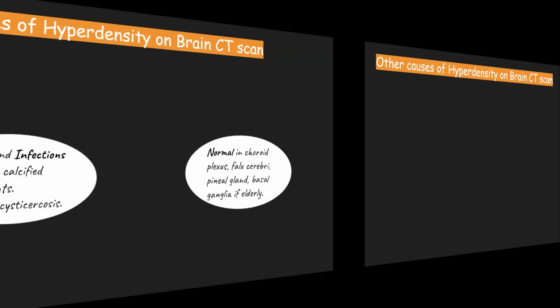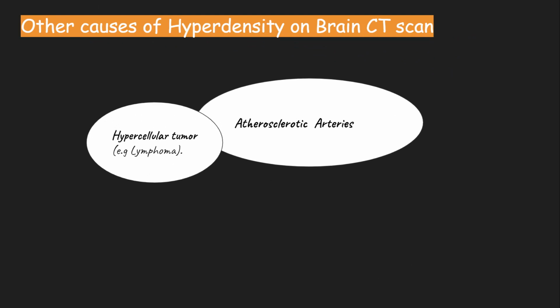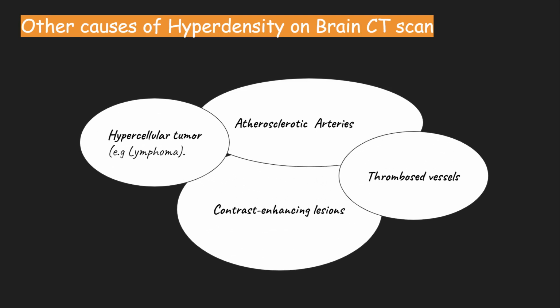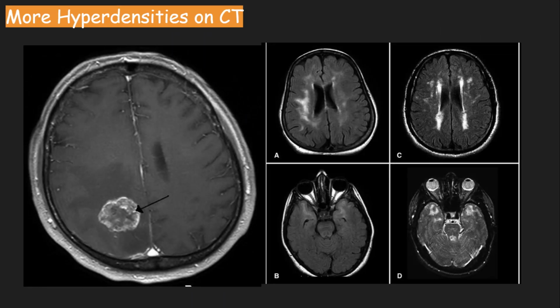Besides hemorrhage and calcifications, hypercellular tumors like lymphomas, or some other conditions like atherosclerotic arteries, contrast-enhancing lesions, and thrombosed vessels can as well appear as white. Again, remember that it's all about the density of these conditions that contributes to their appearance. Okay, we have hyperdensities nailed down. Before moving to the causes of hypodensities, discovering what appears dark, please take some time to appreciate some other patterns of hyperdensities on CT scan.